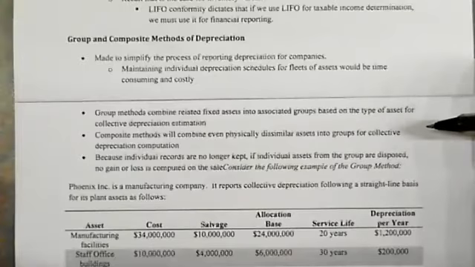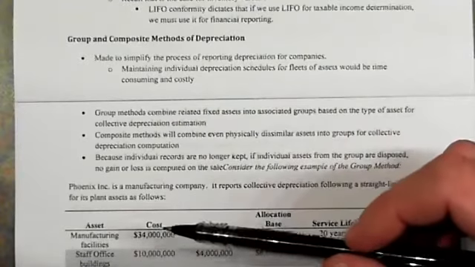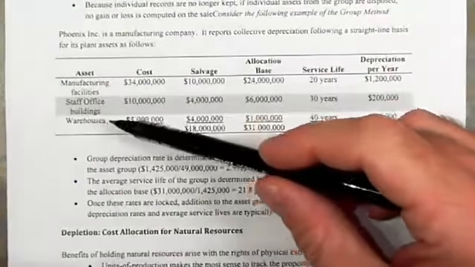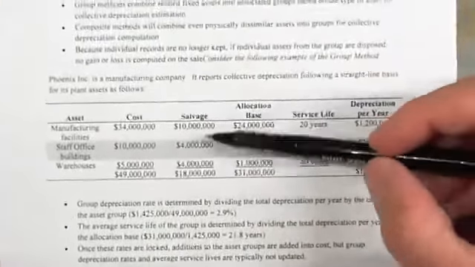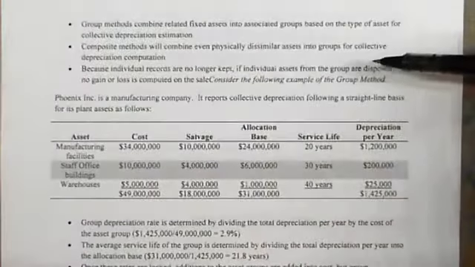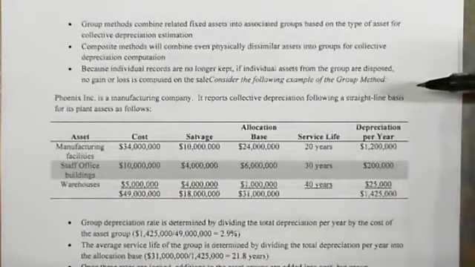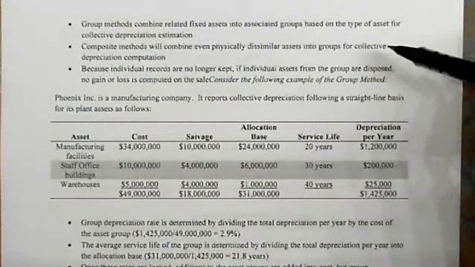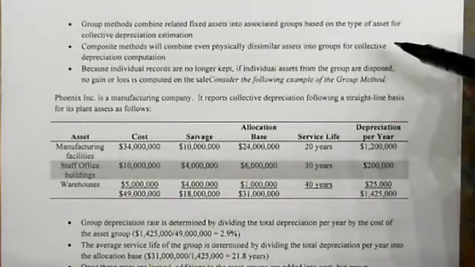Group methods are going to combine related fixed assets into a group. So perhaps, as I have in the example down here, you have different types of buildings. You have manufacturing facilities, storage buildings, warehouses. This would be a group method. Composite methods don't even care, right? They'll put buildings with equipment, with fixtures and furniture, right? Dissimilar assets into groups for collective depreciation.